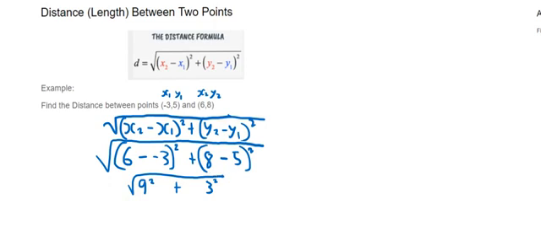So anyway, I need to do 9 squared, which is 81, plus 3 squared, which is 9. Now when I add them together, that's going to give me the square root of 90. So you could leave it as the square root of 90, or you could put it into your calculator. If you put it into your calculator, you should get, rounding off, 9.49.